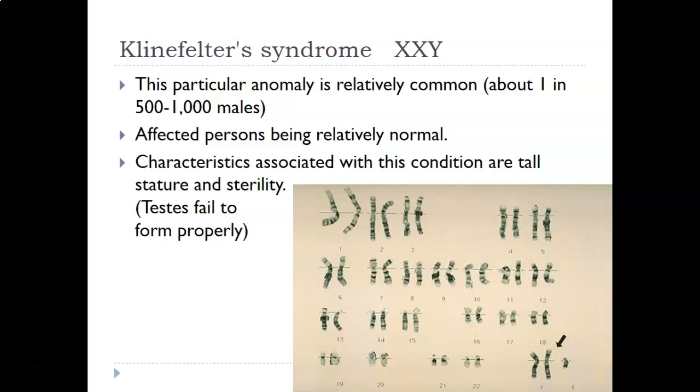And the last one we're going to look at in this category is Klinefelter. This is XXY. When you're dealing with your sex chromosomes, if you have even one Y, you are biologically considered a male. This disorder is actually relatively common. About 1 in every 500 to 1,000 males is affected. There's not a ton of symptoms related to this; it's considered relatively normal. Characteristics are that you're tall and you're sterile. The testes don't form properly, which means that you do not produce viable sperm. And in this case, you can see in the karyotype again that you have an XX and then another Y.